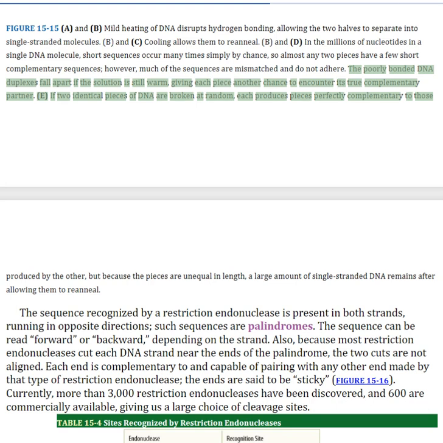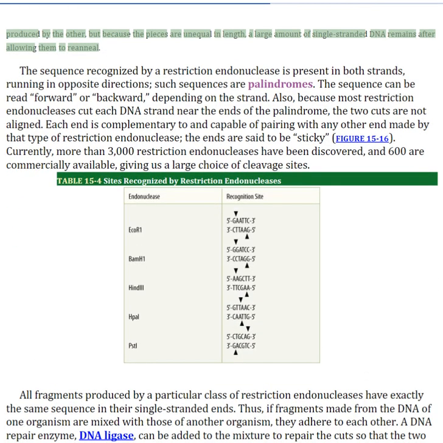The poorly bonded DNA duplexes fall apart if the solution is still warm, giving each piece another chance to encounter its true complementary partner. If two identical pieces of DNA are broken at random, each produces pieces perfectly complementary to those produced by the other, but because the pieces are unequal in length, a large amount of single-stranded DNA remains after allowing them to reanneal.